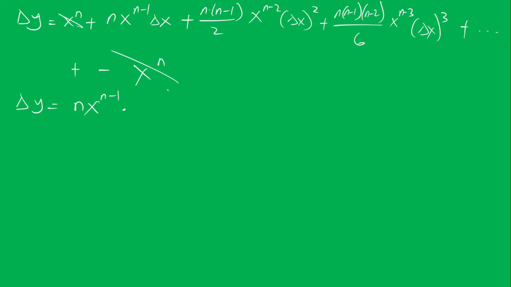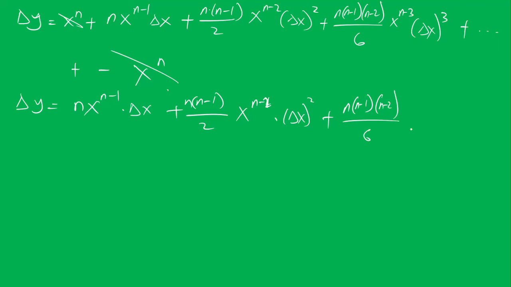n times x to the power n minus 1 times delta x plus n times n minus 1 divided by 2 x to the power n minus 2 times delta x all square plus n times n minus 1 times n minus 2 divided by 6 x to the power n minus 3 times delta x to the power 3 plus.